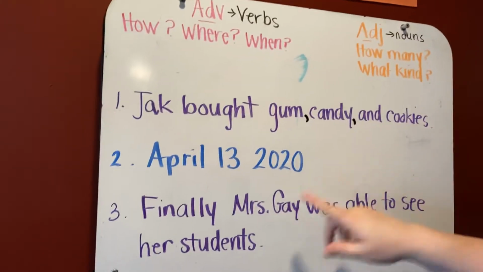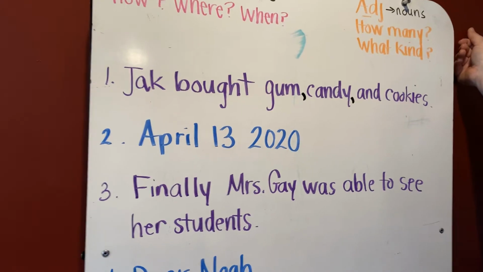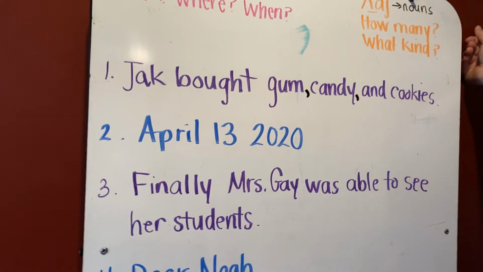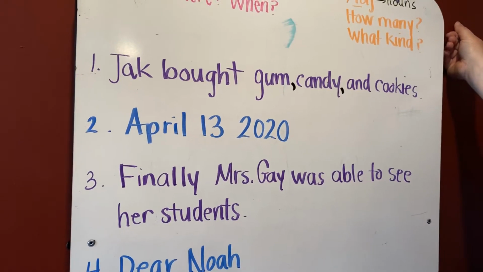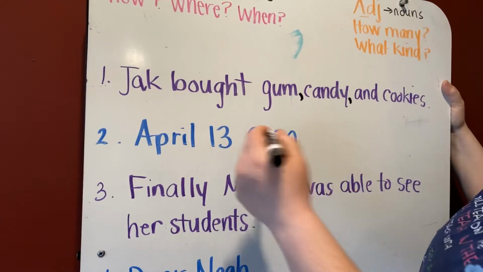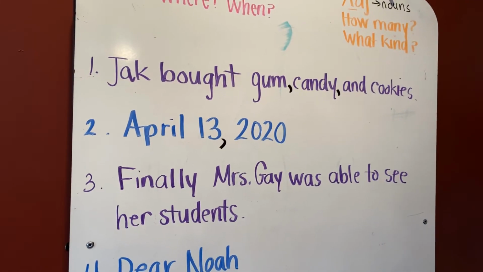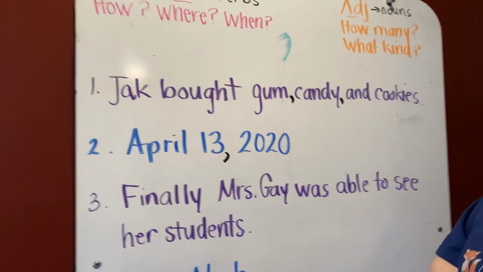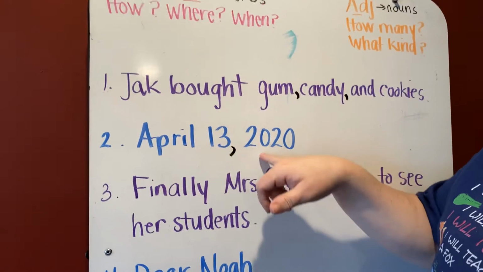Number two, our second example here is we use commas also in the date. So today, when I'm doing this video, is April 13th, 2020, and our comma will always go behind the day. April 13th, 2020. So today in your assignments, when you see dates, remember you're going to go behind the day, in between the day and the year.